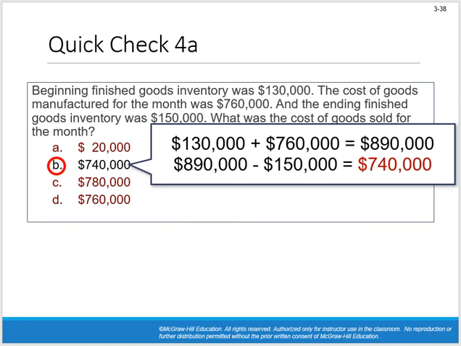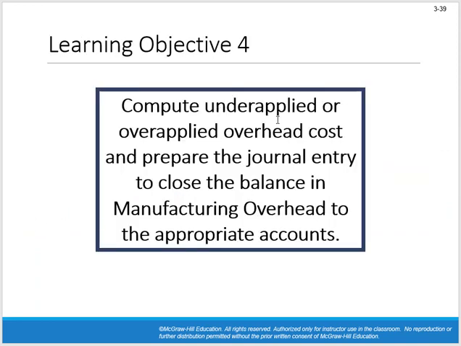So this process of walking through these quick checks 1 through 4 hopefully helped you build some confidence in computing these numbers and believing that you can do a schedule of cost of goods manufactured and a schedule of cost of goods sold. Our next step is to understand and compute our under or over applied overhead and prepare the journal entry to close the balance in MO to the appropriate accounts. So like we've talked about before, MO doesn't show up on our financial statements. We have to empty out the MO bucket at the end of the term or the end of the accounting period.